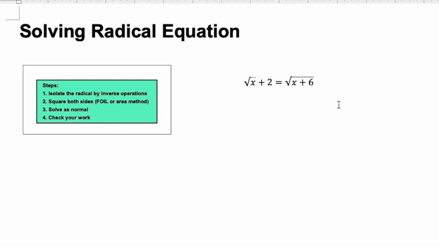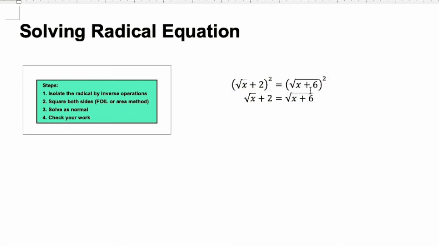Now, you have probably already observed that we have a radical on the right-hand side and a radical on the left-hand side. Because of that, we can't do this first step of isolating by inverse operations. Even if I were to subtract this square root of x over to this side, it wouldn't all be under one radical. Because of that, we just skip to the second step and we square both sides. It's going to be a doozy, but we got this.